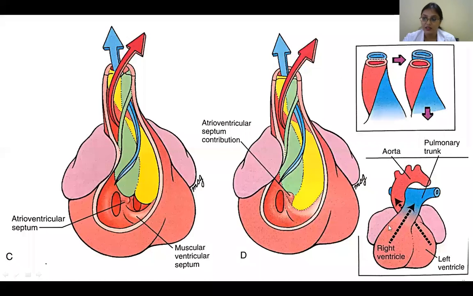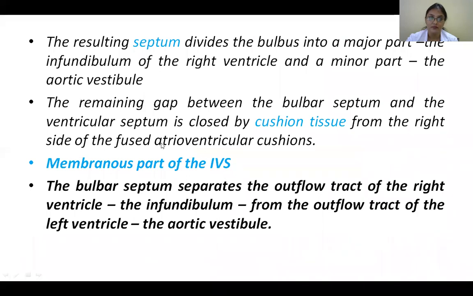But this is very classic, you can make out the infundibulum. So in gross specimen identification also, we ask you what is this enlarged part you see here. That is your infundibulum of the right ventricle. So the membranous part of the interventricular septum is formed by this septum as well as the cushion tissue from the AV region. So the bulbar septum separates the outflow tract of the right ventricle, the infundibulum, from the outflow tract of the left ventricle, that is your aortic vestibule. Okay.